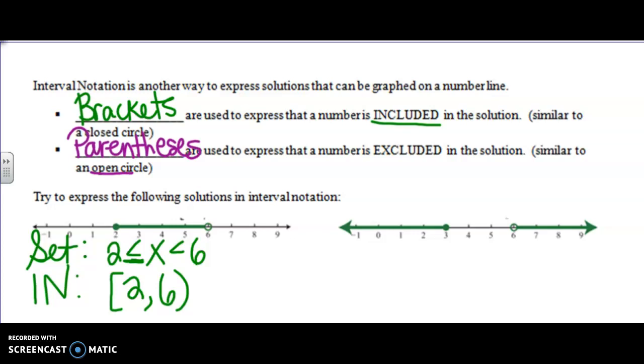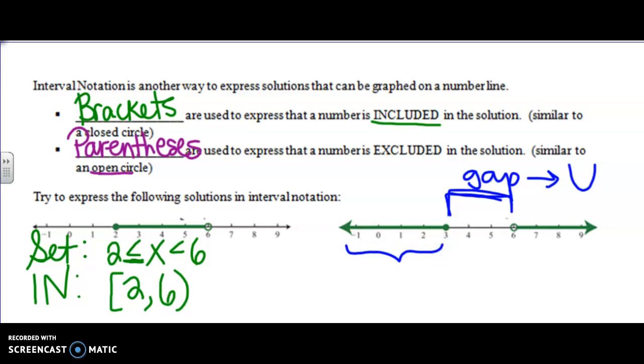Now, the second one right here, because these two groups have this big giant gap right here and they don't connect, this is when you are going to use the big union symbol, when the two graphs don't connect to one another.